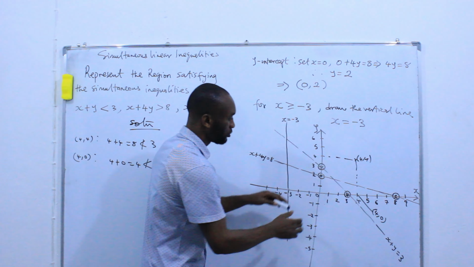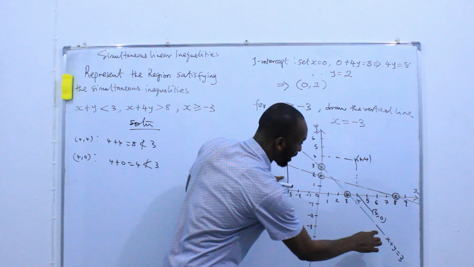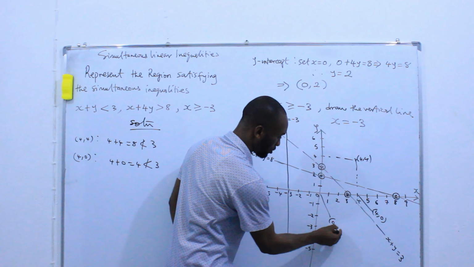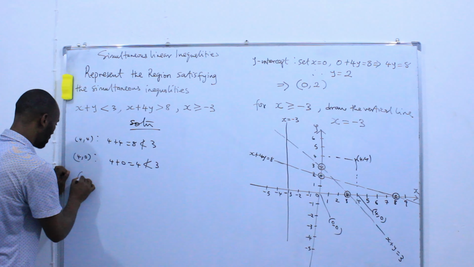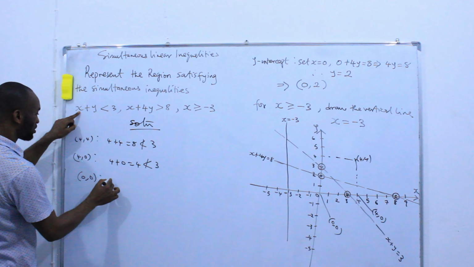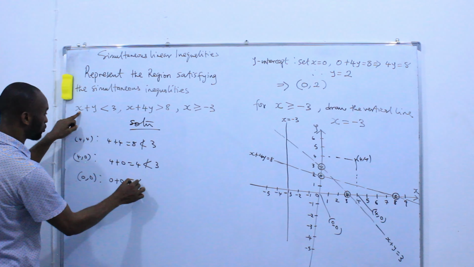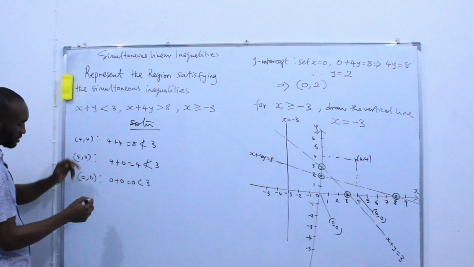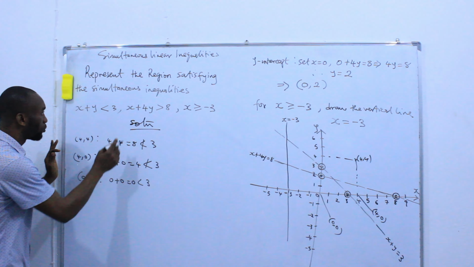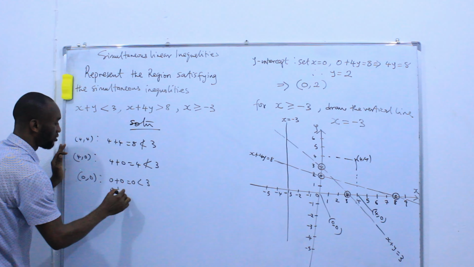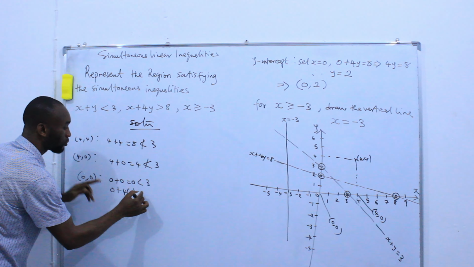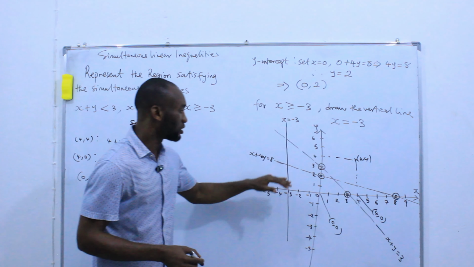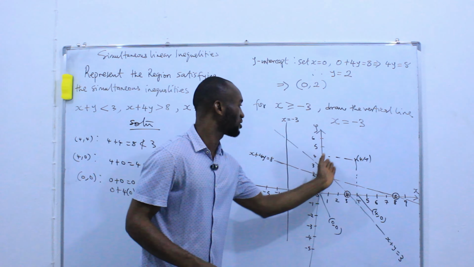Now, let's pick the region below these 2 lines from where they intersect. I'm going to pick the origin, 0, 0. If I pick the origin, I have 0 plus 0 equals 0, which is less than 3. Now, let's test the next inequality to know whether this point is still valid. We have 0 plus 4 times 0 equals 0, but it's not greater than 8. So that point is invalid. So this region is cancelled, this region is cancelled, this region is cancelled.